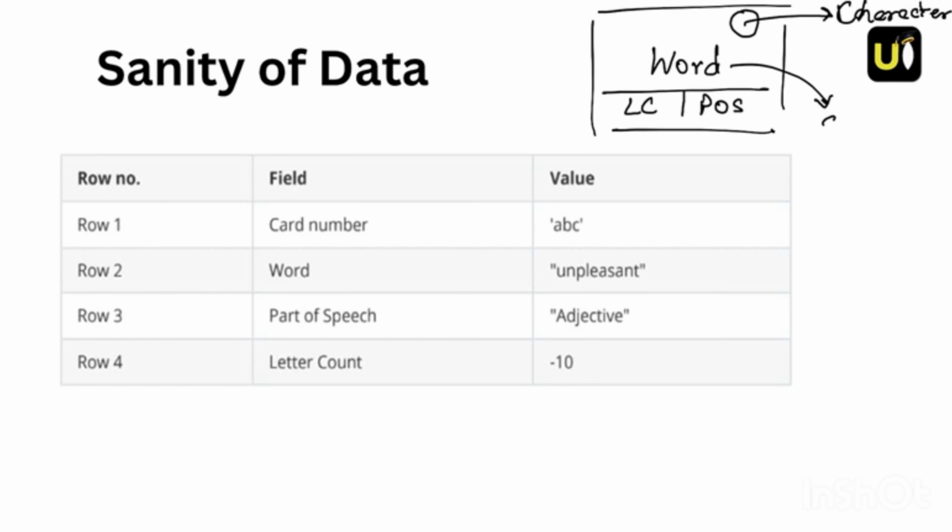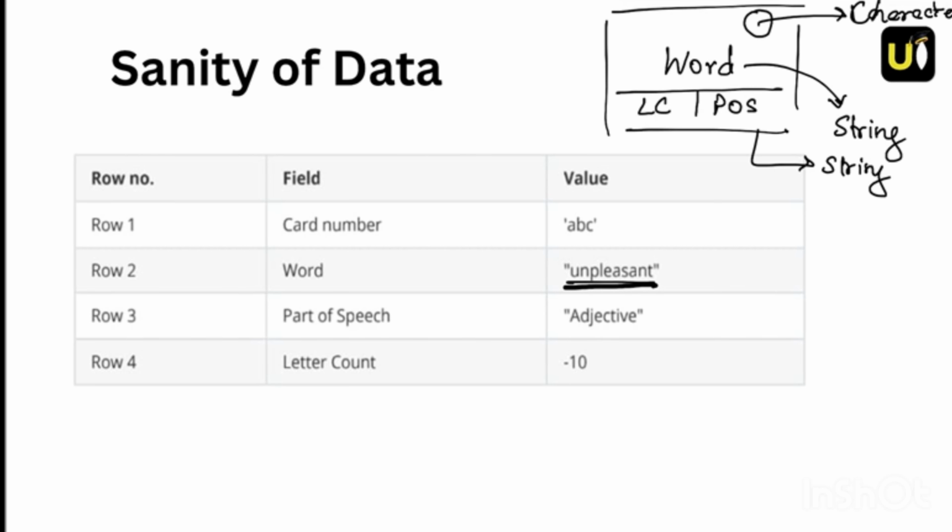The word here is a string. String again, as I told you, is a sequence of characters. So for the word unpleasant, there are multiple characters inside the word itself. So this is a string. Then the part of speech is also a string. So this is an adjective in this case. Now the letter count is an integer here, but since it's a count, it can only have values from 0 to infinity. You cannot count in negative. You can only count 0, 1, 2, 3. So it can have values from 0 to infinity.